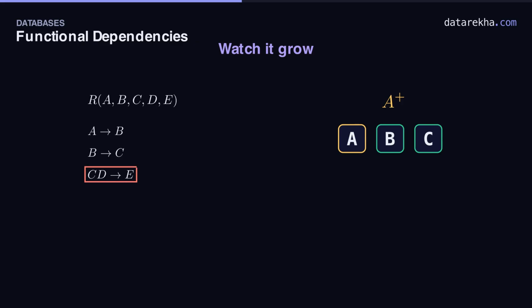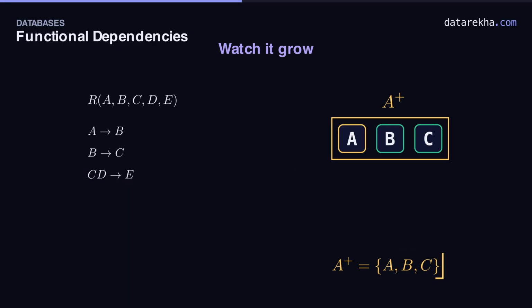Can we go further? The last rule needs C and D together. We have C, but no D anywhere. And nothing gives us D. So C and D gives E is blocked. It cannot fire. A full sweep now adds nothing, so we stop. The closure of A is exactly A, B, and C, 3 columns out of 5.